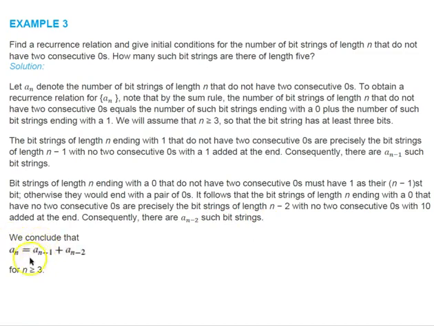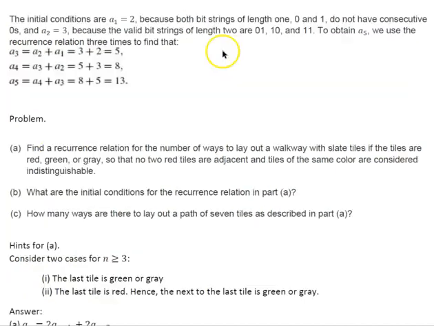We conclude that a sub n is equal to a sub n-1 plus a sub n-2 for n greater than or equal to 3. The initial conditions are a1 equals 2, because both bit strings of length 1 satisfy the requirements of the problem, and a sub 2 is 3, because of the 4 bit strings of length 2, only these 3 do not have two consecutive zeros.